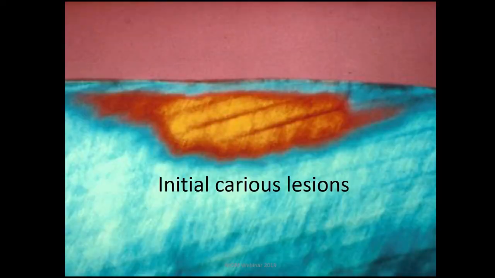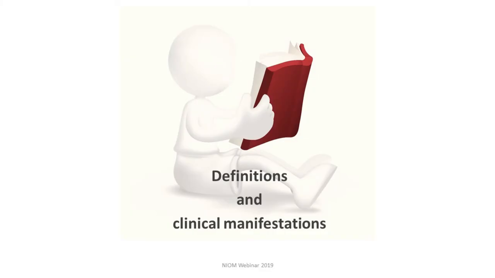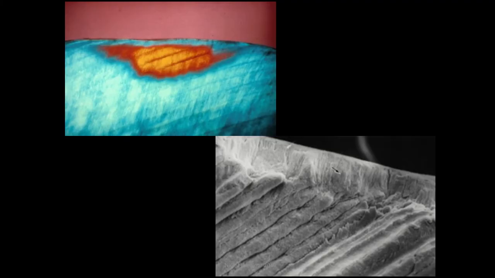According to international consensus approved by FDI, the definition of initial lesions is non-cavitated carious lesions limited to visual change in enamel color and texture. In the literature, the lesions are often known as subsurface lesions because of their histological manifestations, where the outer layer of the enamel is intact with a visible demineralization underneath.